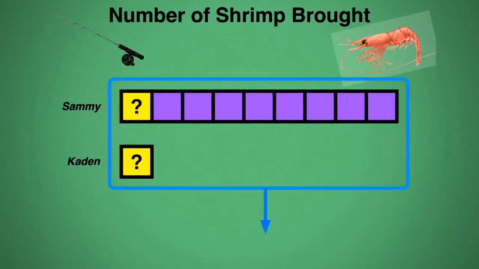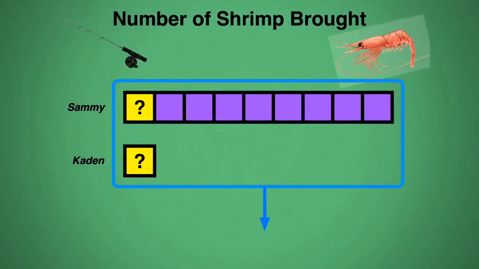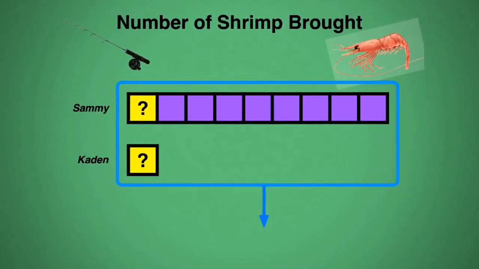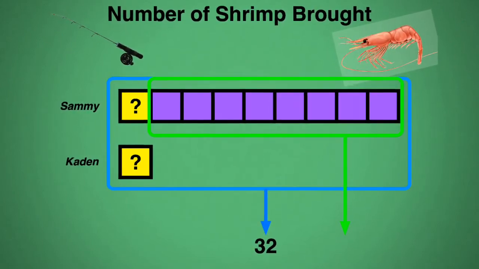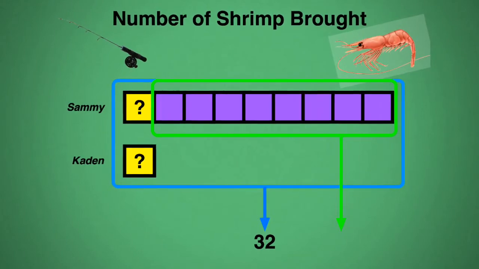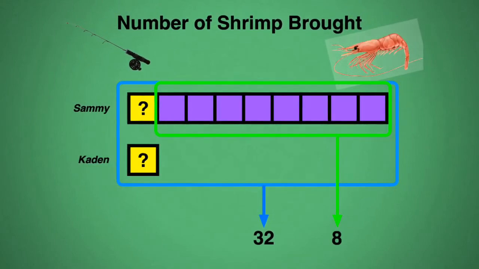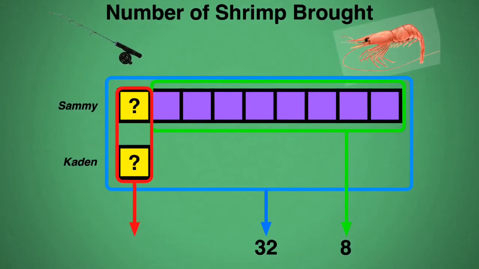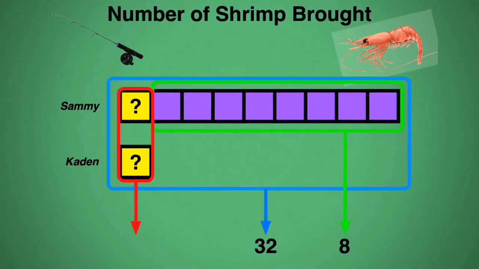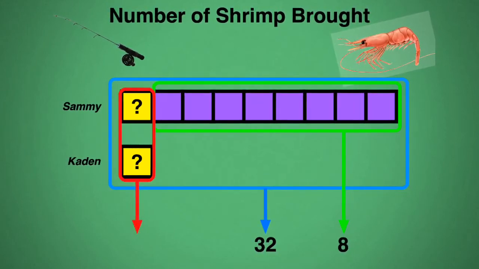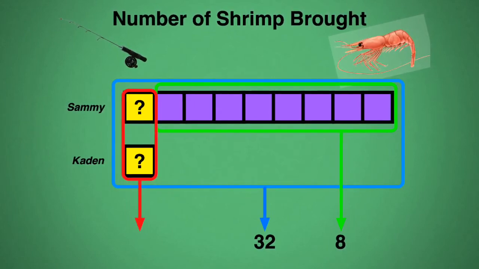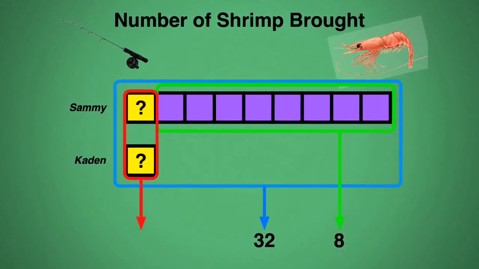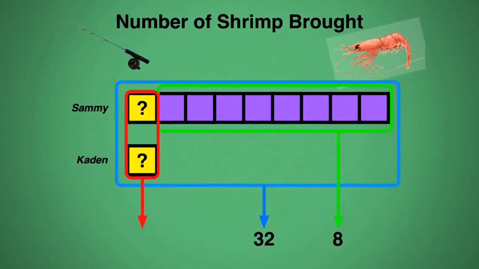And lastly, we are told that the total, Caden's shrimp and Sammy's altogether, is equal to 32, so we can label that. We know that Sammy has 8 more shrimp, so let's label his 8 more, like so. And now we're looking at these unknowns. Notice that they are the same amount. Why? Because remember, Sammy has 8 more than Caden. So we have our 8 more, that's those purple squares.